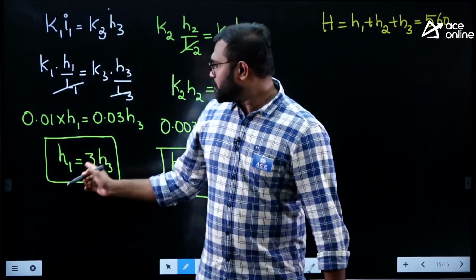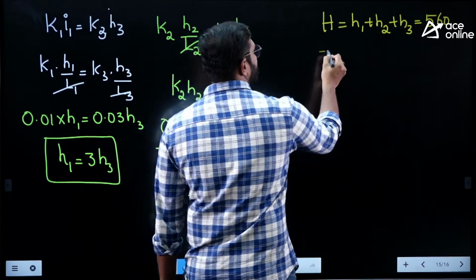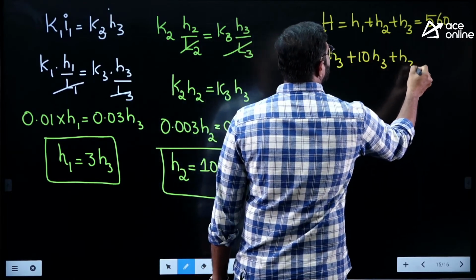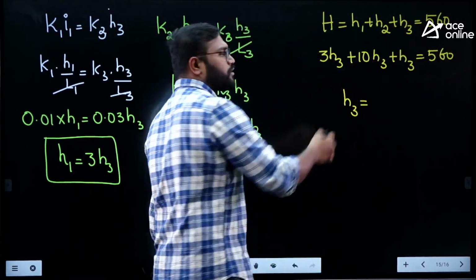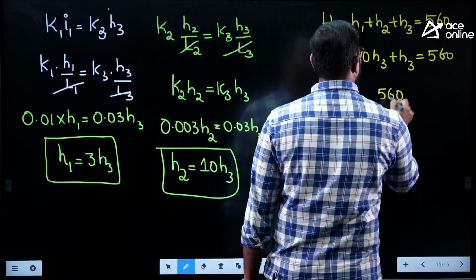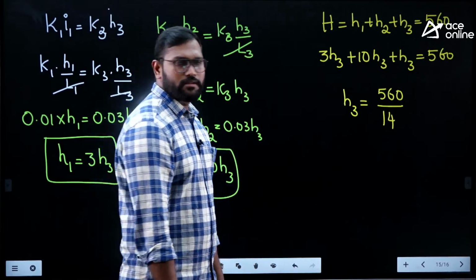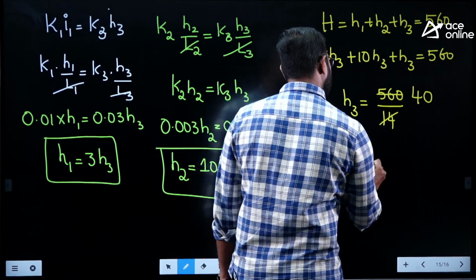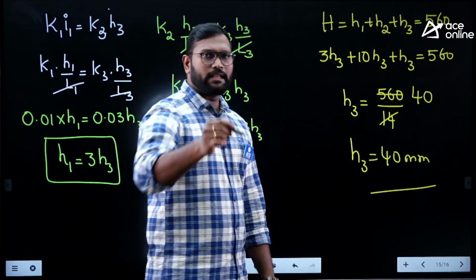H1 is 3H3, H2 is 10H3. So 3H3 plus 10H3 plus H3 is equal to 560. Then that's a total of 14 H3, right? 560 by 14. 14 fours, right? 14 fours, which means 40 here. What is the H3 value? 40 mm. Just by applying the logic.